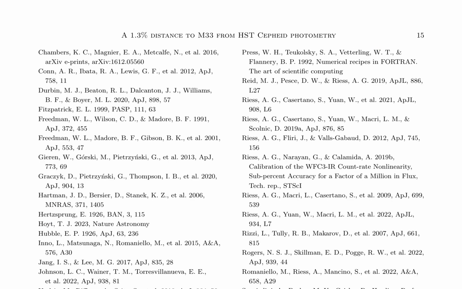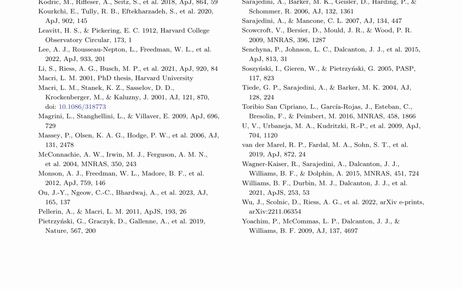This study focuses on the determination of the distance to the galaxy M33 using Hubble Space Telescope, HST, observations of Cepheid variables. The research team employs a new calibration technique that utilizes the Wide Field Camera 3, WFC3, instrument's infrared (IR) photometry, which provides a factor of 1,000,000 in flux contrast nonlinearity accuracy. This method allows for a precise distance measurement to M33, which is crucial for understanding the scale of the universe.